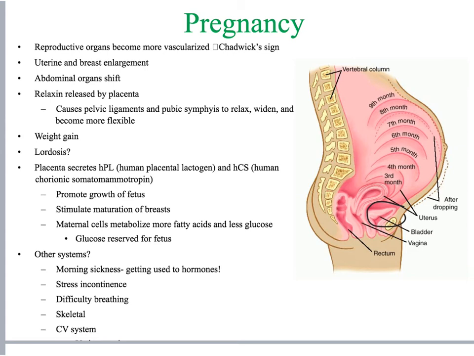Other systems that are affected by pregnancy, I mean, we could say all of them, but certainly there is morning sickness, especially in the first trimester. A lot of doctors say that that's due to getting used to some of those pregnancy hormones we've mentioned. Difficulty breathing because of the increased task on the respiratory system of the mother, having to breathe and do gas exchange for two.